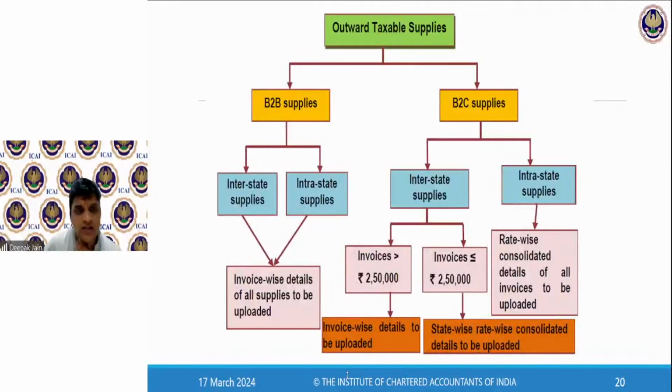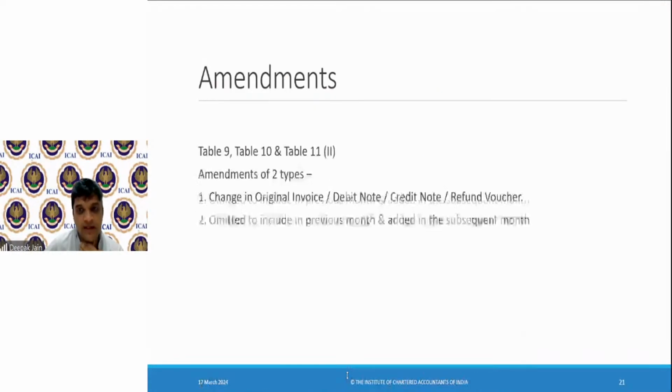So another way to understand this is if I'm making B2B supply, let it be interstate or intrastate, I will give invoice-wise details, correct? And if it is B2C supplies, intrastate, I will give consolidated. If it is interstate, invoice more than 2.5 lakh, invoice-wise details, less than 2.5 lakh, state-wise, rate-wise, consolidated details. Okay, this is clear. Explained through 3 different slides. No confusion with this. Then comes amendments.